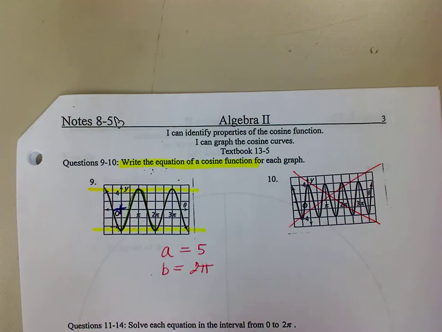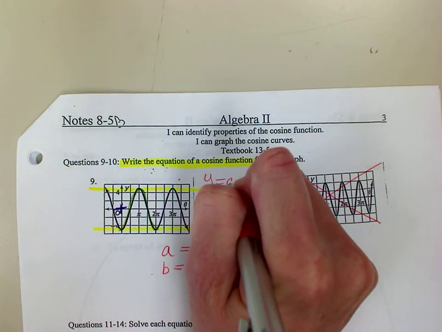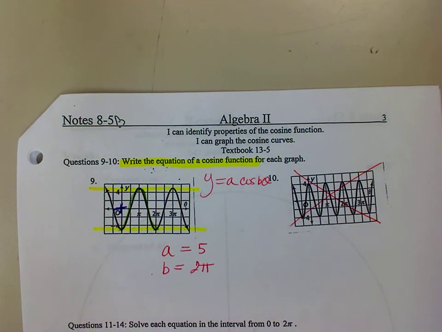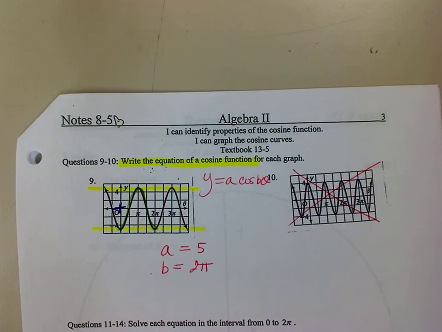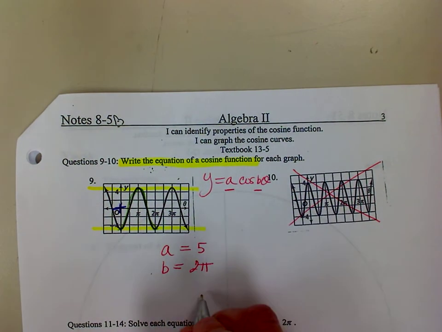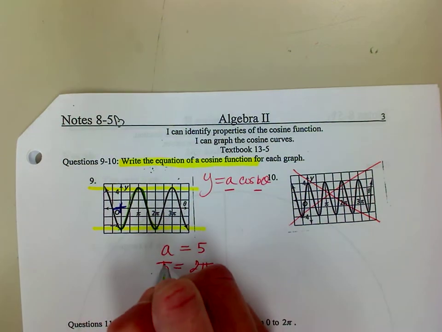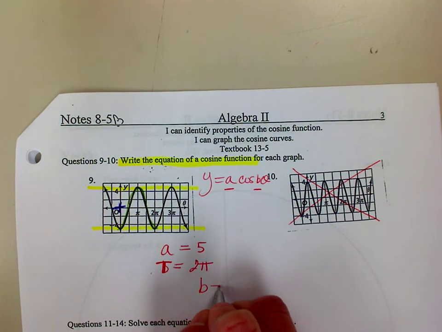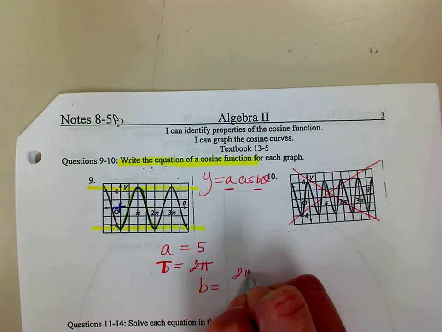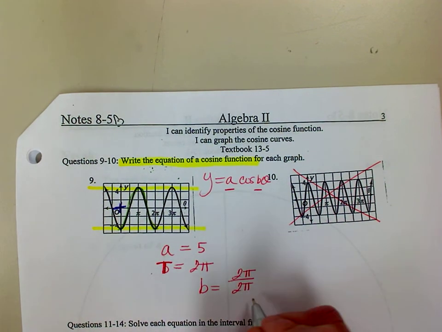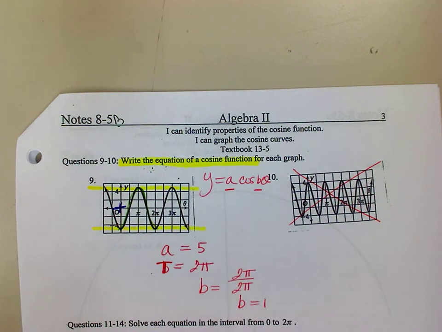So in order to write an equation, I have to know what a is, which I already do, and then I have to know what b is. So I got to find b. This is the period, by the way. I wrote that down wrong. The period is 2 pi, not the b. To find b, I take 2 pi and divide it by the period, which is also 2 pi, which means b is equal to 1.